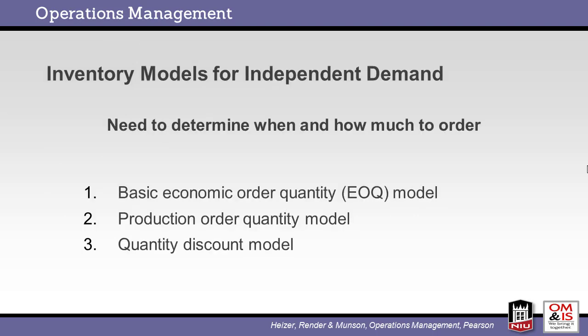To achieve the proper balance and lowest costs, we analyze our independent demand to determine how much material to purchase based upon setup, ordering, and carrying cost. This is the EOQ, or economic order quantity. We will also look at the production order quantity, POQ model, and the quantity discount model.